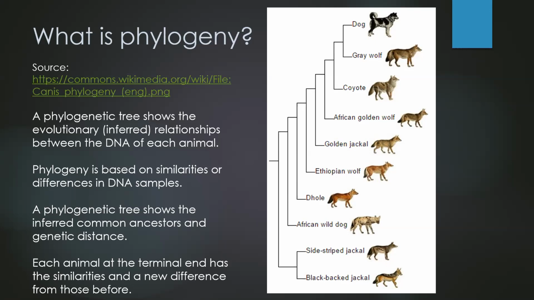And each animal that's at the terminal end, so at the far right, has similarities, but it has a difference from the group that preceded it from the left. So let me just explain. This is a quick, not complete, phylogenetic tree for dogs.